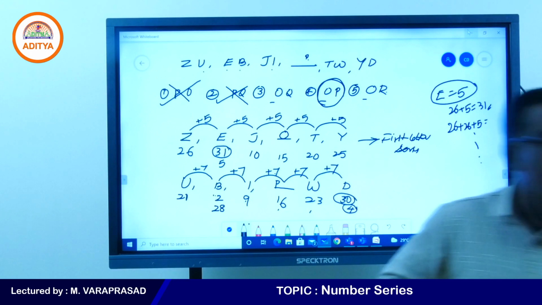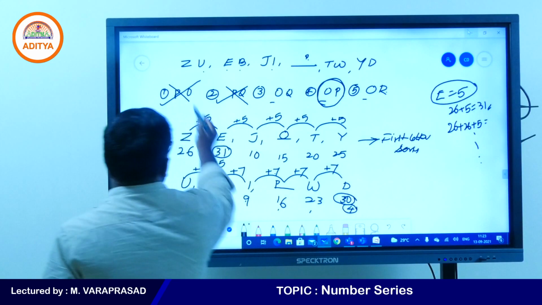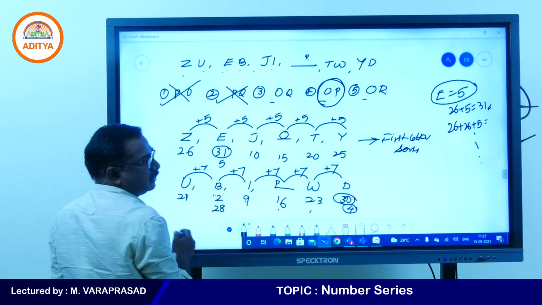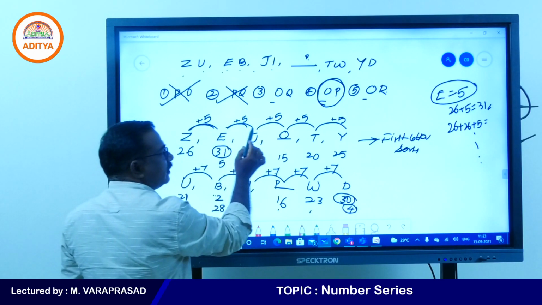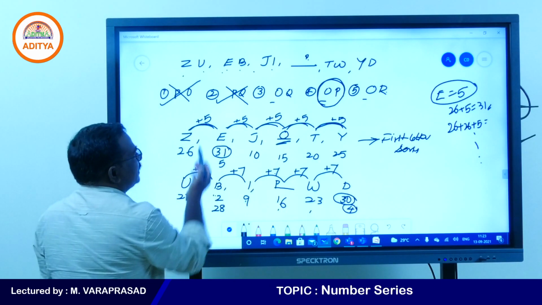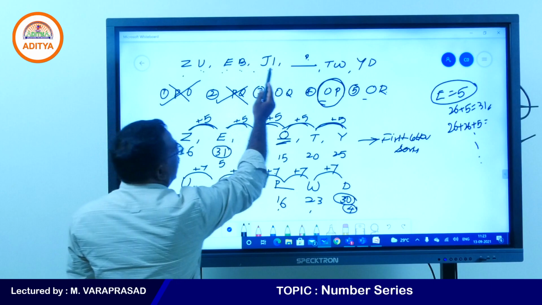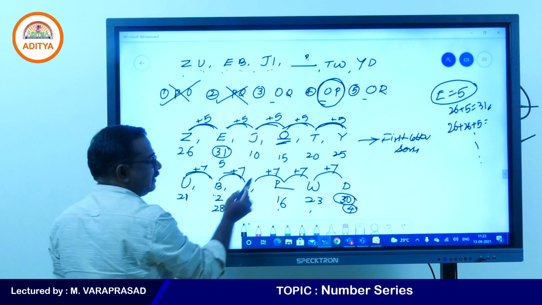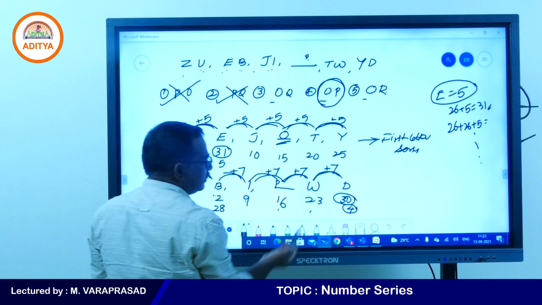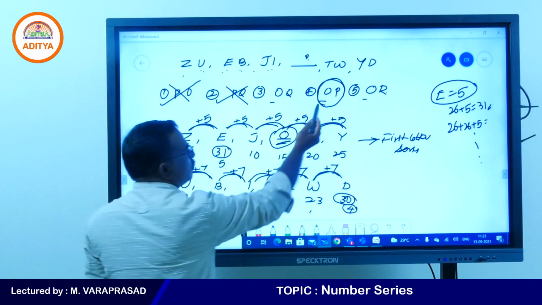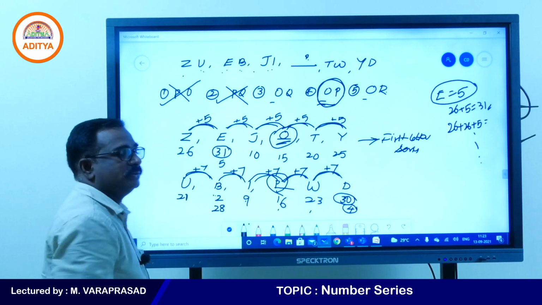An explanation: you take the first letter series Z, E, J and find out the difference. The difference is going on plus 5, plus 5, plus 5, plus 5. So here O. Take the second letter series U, B, I, question mark, W, D. The second letter series is going on plus 7, plus 7, plus 7, plus 7. So if you do it like that, here you get O, here you get P. So the answer is OP. Yes, my students, right.